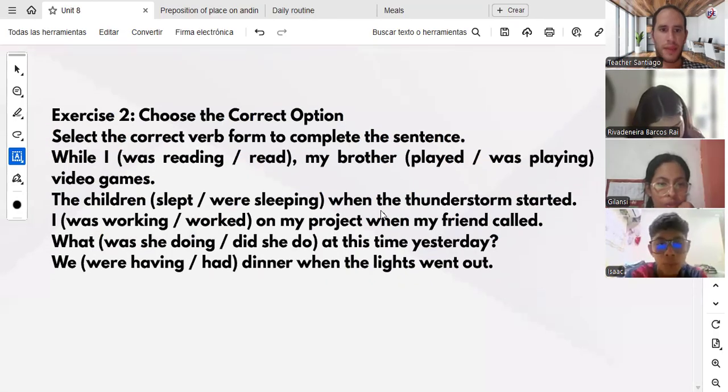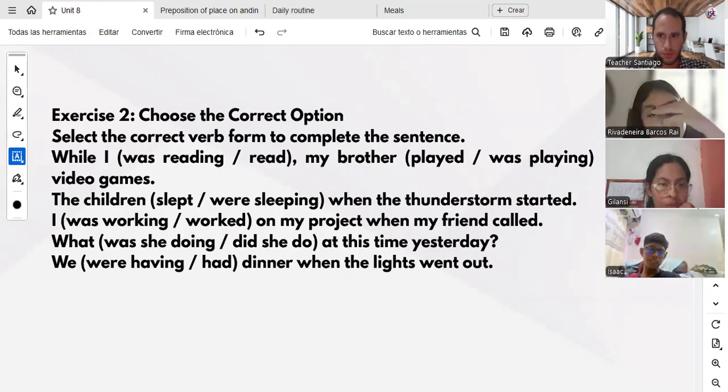Let's check. Now, choose the correct option. Select the correct verb from the complete sentences. So please, Isaac, number one. While I was reading. While means mientras. Mientras que I was reading. Awesome. Continue, please.